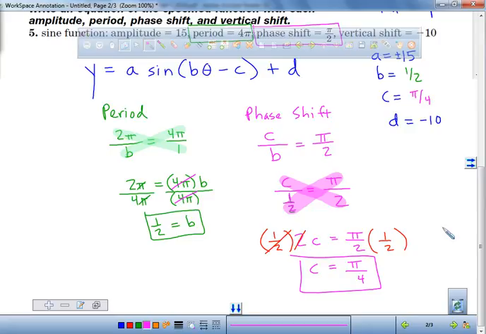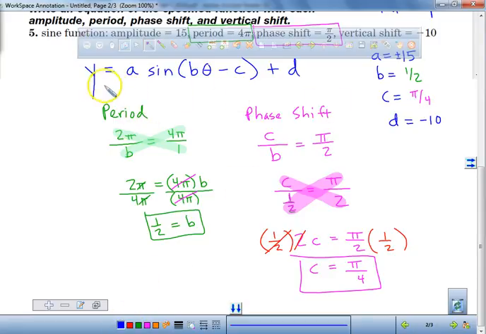So before you finish your function, what do you have to find? You have to find A, which is easy, B, C, and the D value, which is also easy. Now we're going to take all of this and plug it in. So here we go, grand finale. Try not to fall asleep. We're going to write it right underneath this one right here.